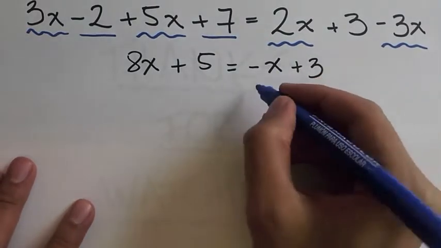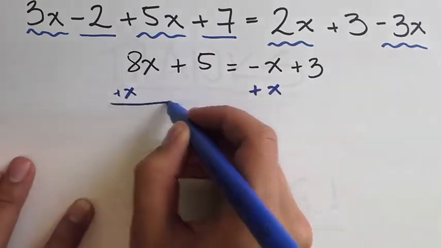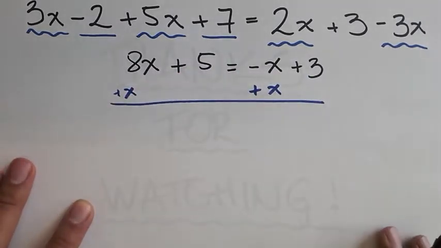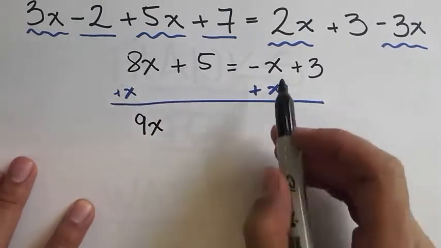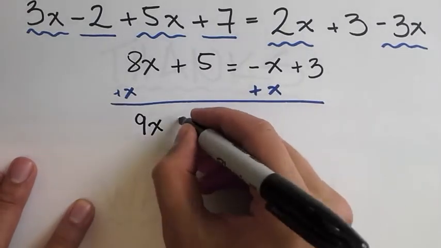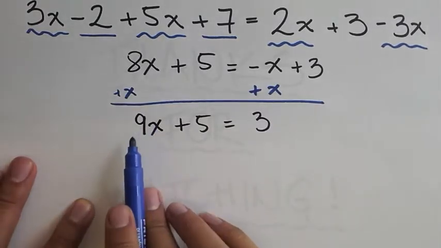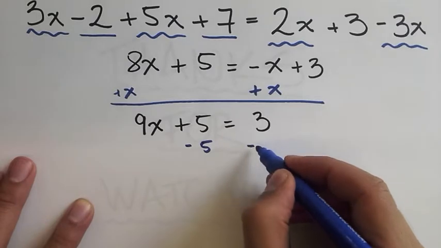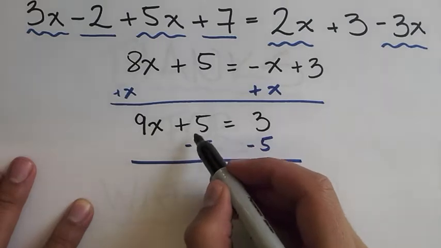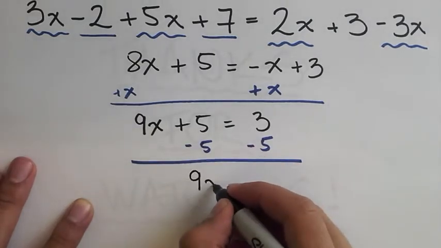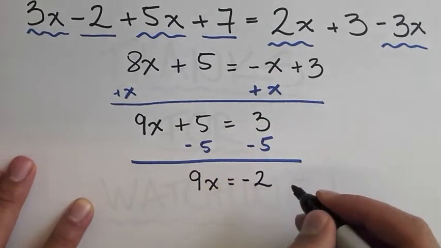Now we start moving our x's to just leave one term with x. 8x plus x would give you 9x. Negative x and x cancelled out. So this 5 stays the same, and this 3 stays the same. As I want to isolate the 9x, I subtract 5 on both sides. 5 minus 5 cancels out, leaving 9x by itself. 3 minus 5 gives you negative 2.